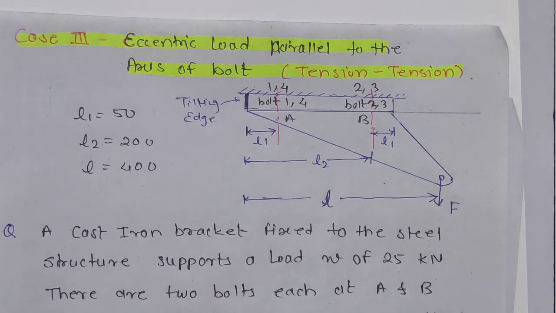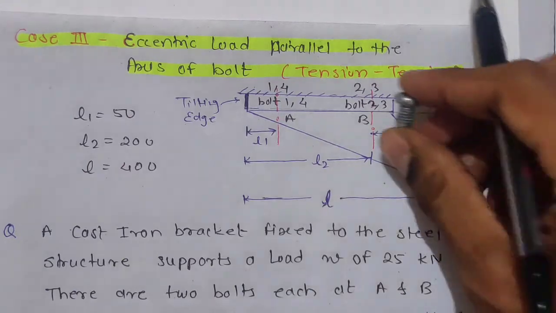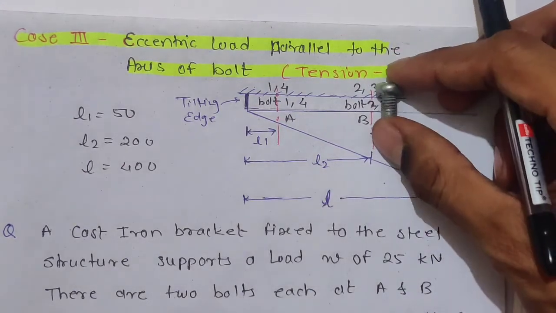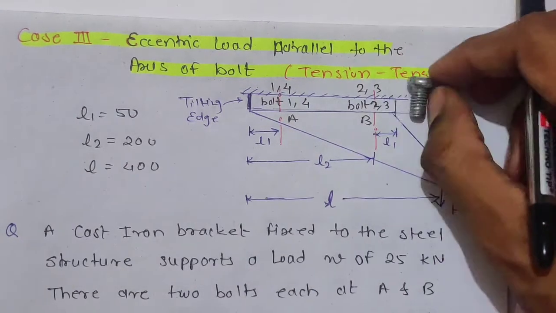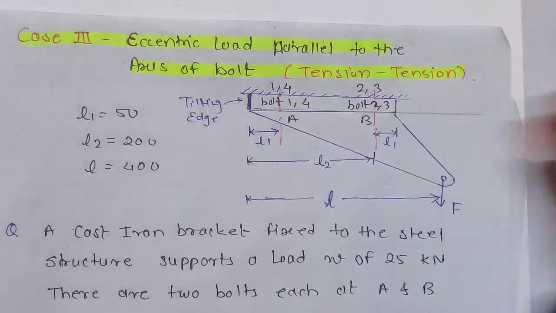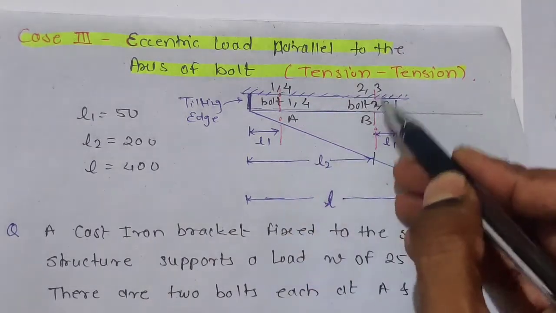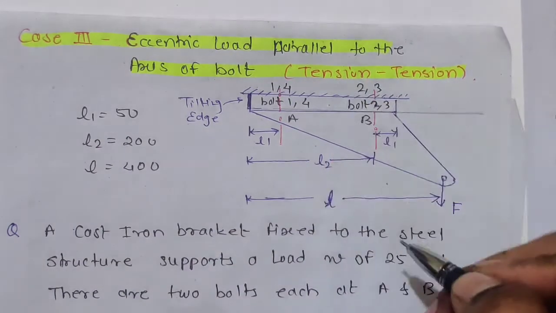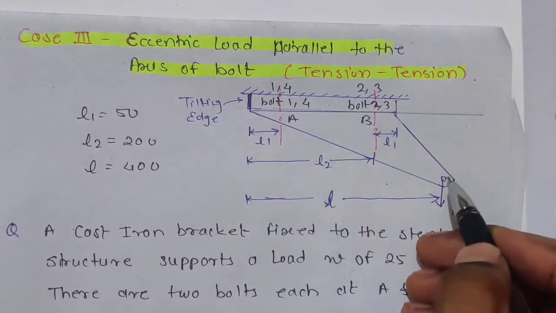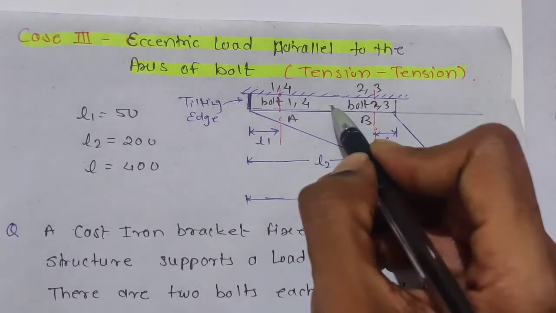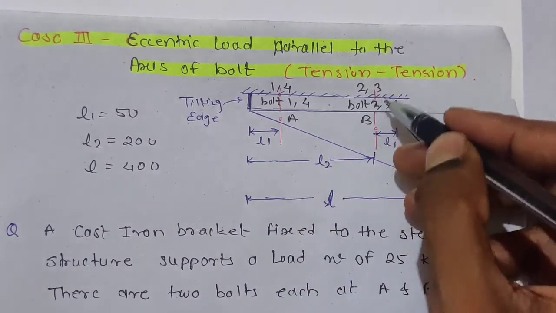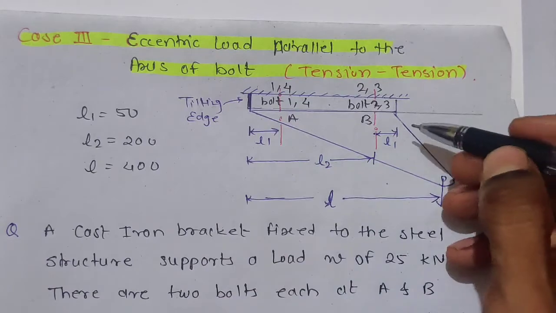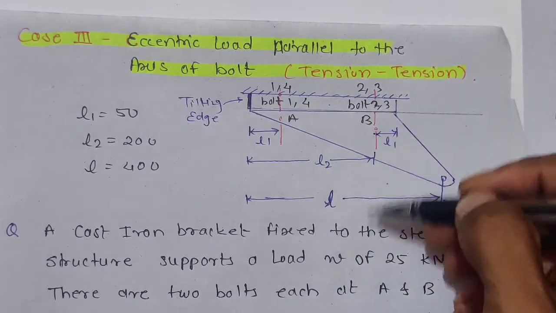Now the bolts have their axis like this, so 2 bolts here, 2 bolts here. First we will remove the load from the eccentricity and we will put it on the CG. Which stress is causing? This load is causing tension stress.